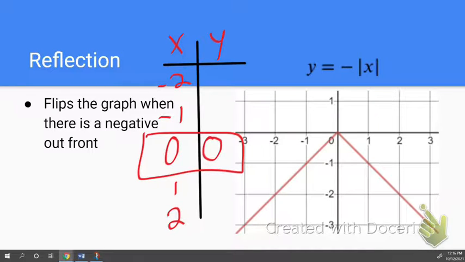But this time, all of our y values are negative. Why are all our y values negative? Because the negative is outside the absolute value. So whatever happens inside the absolute value, we're still going to do the opposite of that. And that's what a reflection does. It flips the graph when there's a negative out front.